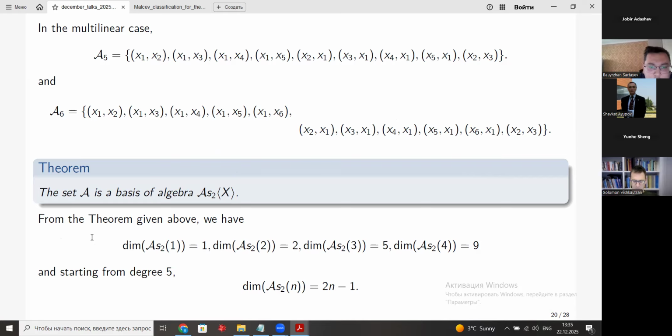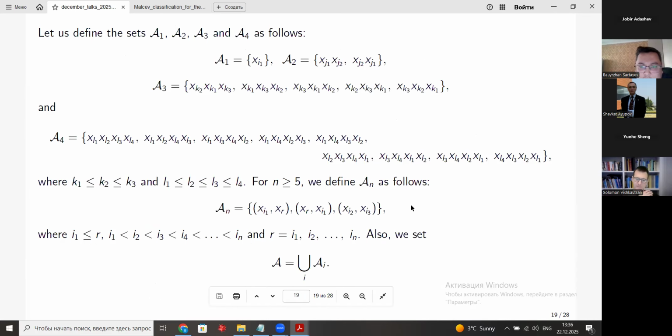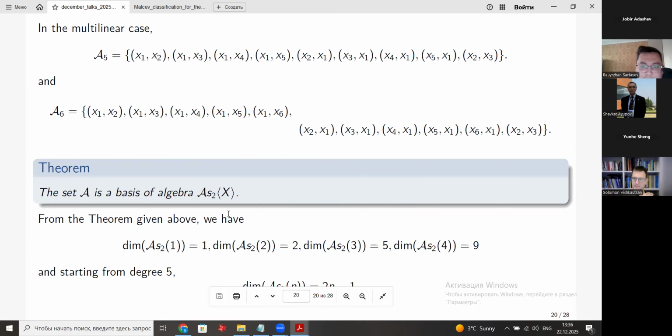And from this theorem, we obtain the result that the dimension of the associative operad of the second type in degree 1 is 1, in degree 2 it's 2, in degree 3 it's 5, in degree 4 it's 9, and starting from degree 5 we have a universal construction. Starting from degree 5 we have the following dimension of the operad, or you can understand it as the multilinear part.